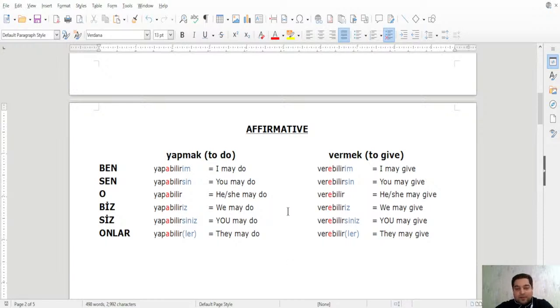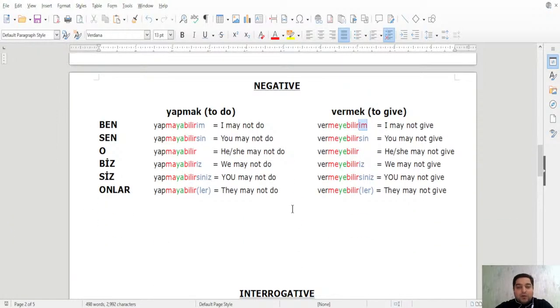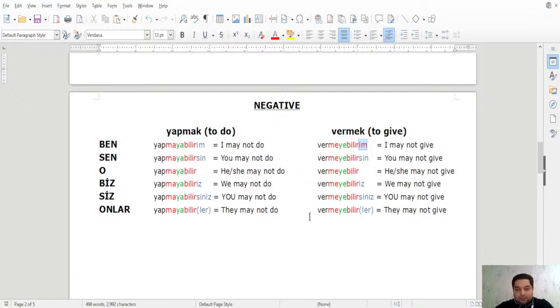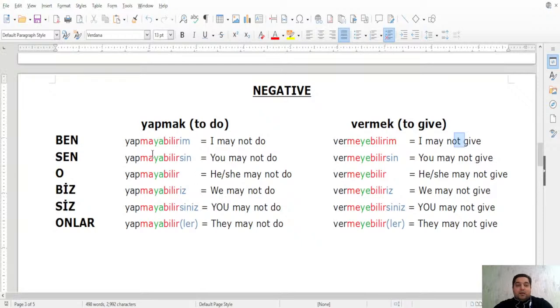What about the negative? Now, negative is of course different. Different compared to what? Compared to can. In what way? It is different in the way that in can, when you say I can't do, right? This is I may not do. You see, here we all talk about you may not do, he, she may not do. If you want to say I cannot do, that was not yapmayabilirim, right? It was yapamam. Remember the last class? It was yapamam, right? Yapamazsın, yapamaz, yapamayız, yapamazsınız, and yapamazlar.